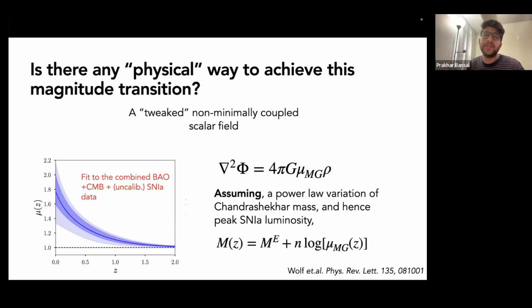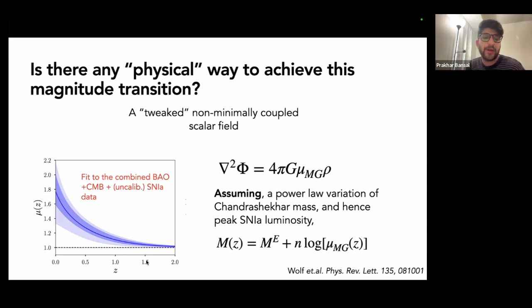Here we have tried a non-minimally coupled scalar field. This is from Wolf et al., the non-minimal coupling paper. I believe he presented at CosmoVerse a few weeks back, so people might still remember it. What essentially happens in this model is that there's a scalar field which couples to the Ricci scalar, and what it does is modify the Poisson equation. This is the Poisson equation here, and we can see that instead of the gravitational constant G_N that we use daily, there's an evolution of G effective as well.